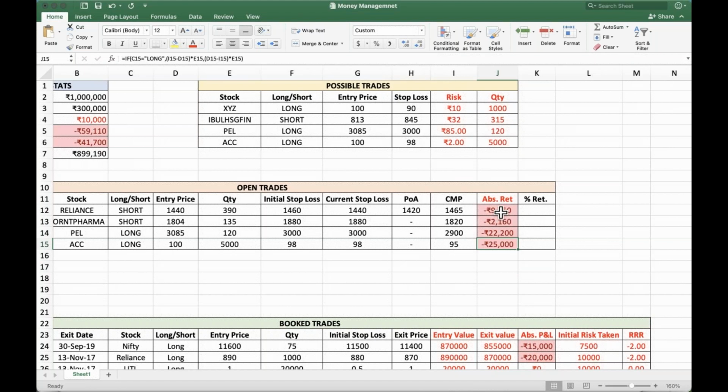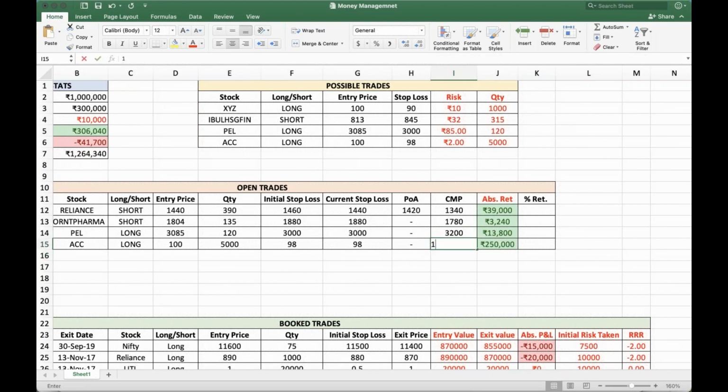Now, I will make them all negative a little later, but first let me try and make them all positive. There's a reason why I'm going to do this. So your entry point is 1440. You've gone short. So let's make it 1340. Let's make it 1780. Let's make it 3200 and let's make it 150.